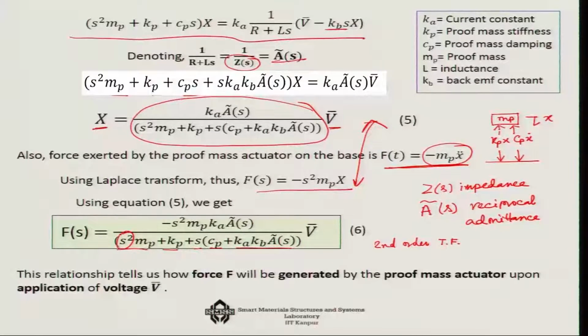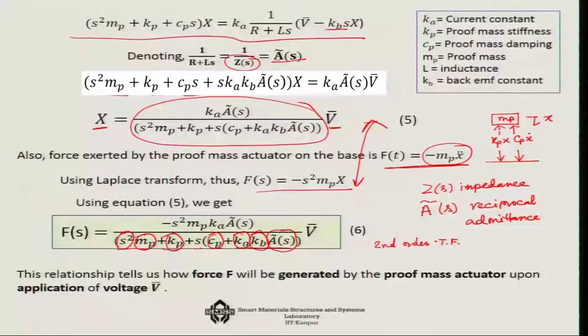Secondly, the response of this second order transfer function can be controlled by controlling Mp, the proof mass itself, Kp, the spring stiffness, Cp, the damping of the spring, the armature constant Ka, and the back EMF Kb. Generally Ka and Kb are the same, and finally the impedance of the system, which is 1 over Zs. So, by varying all these parameters, one can vary the response of the second order transfer function.